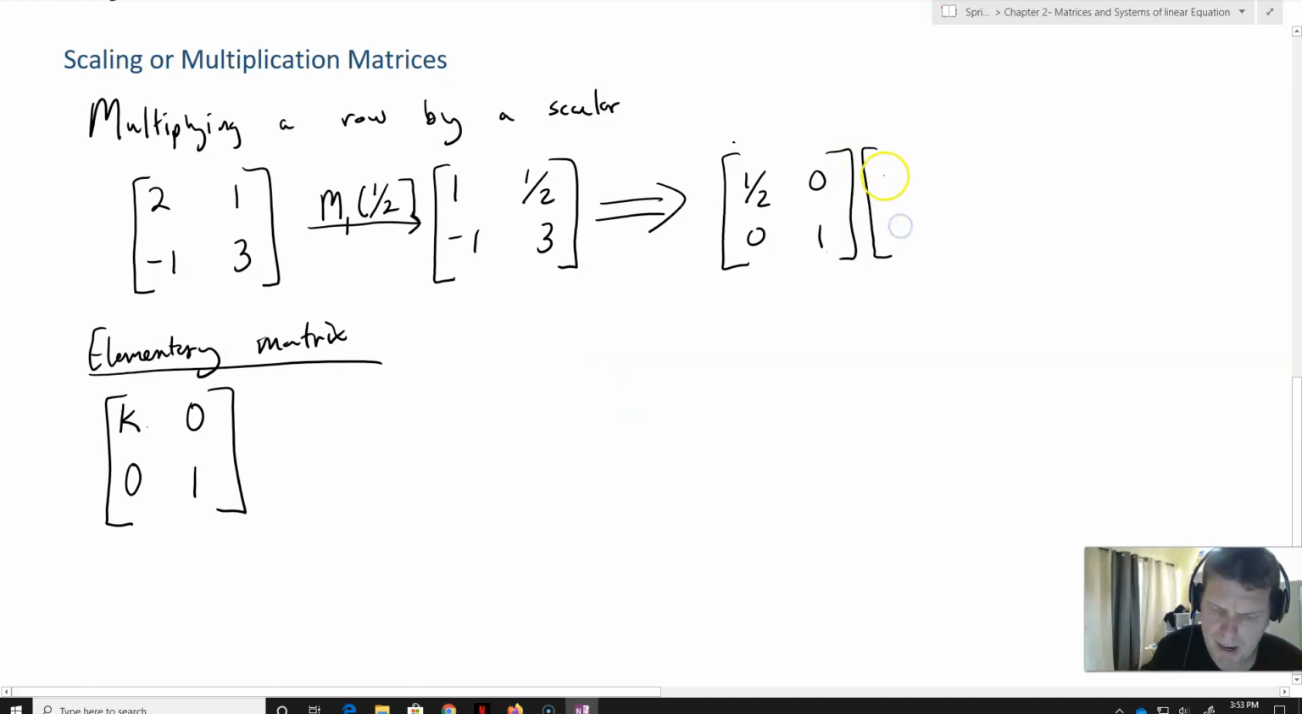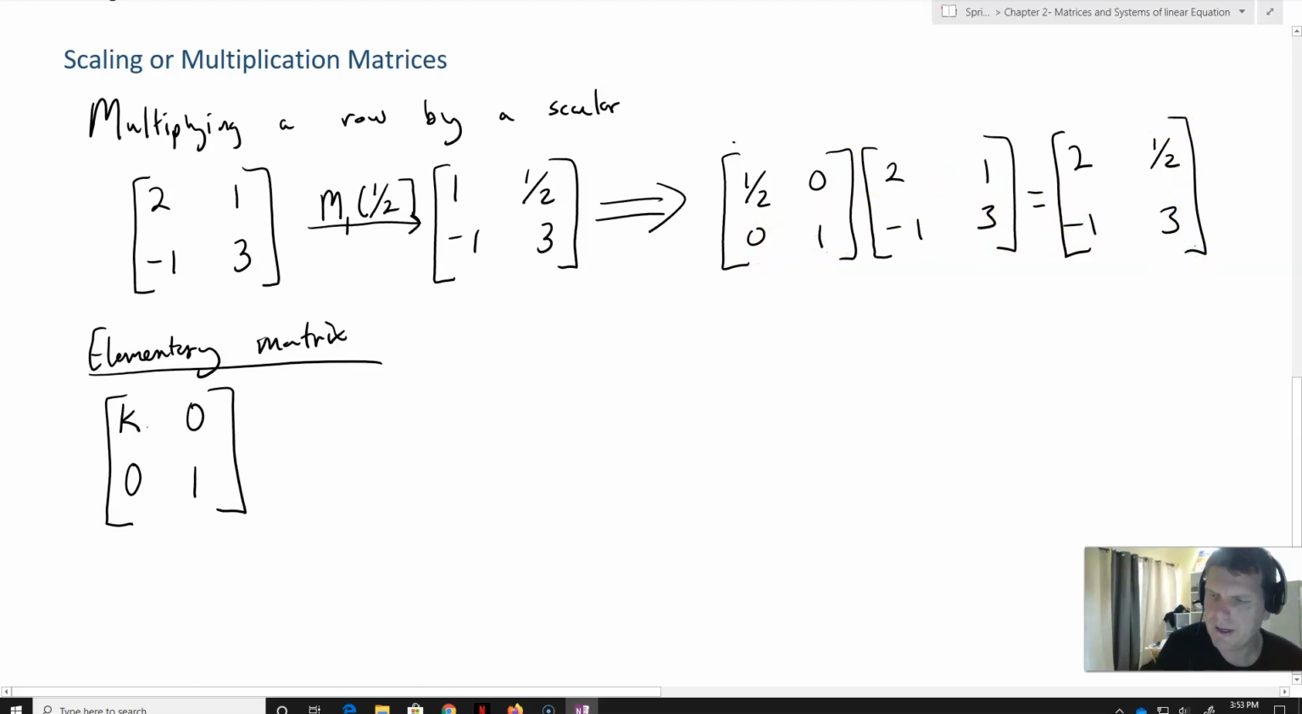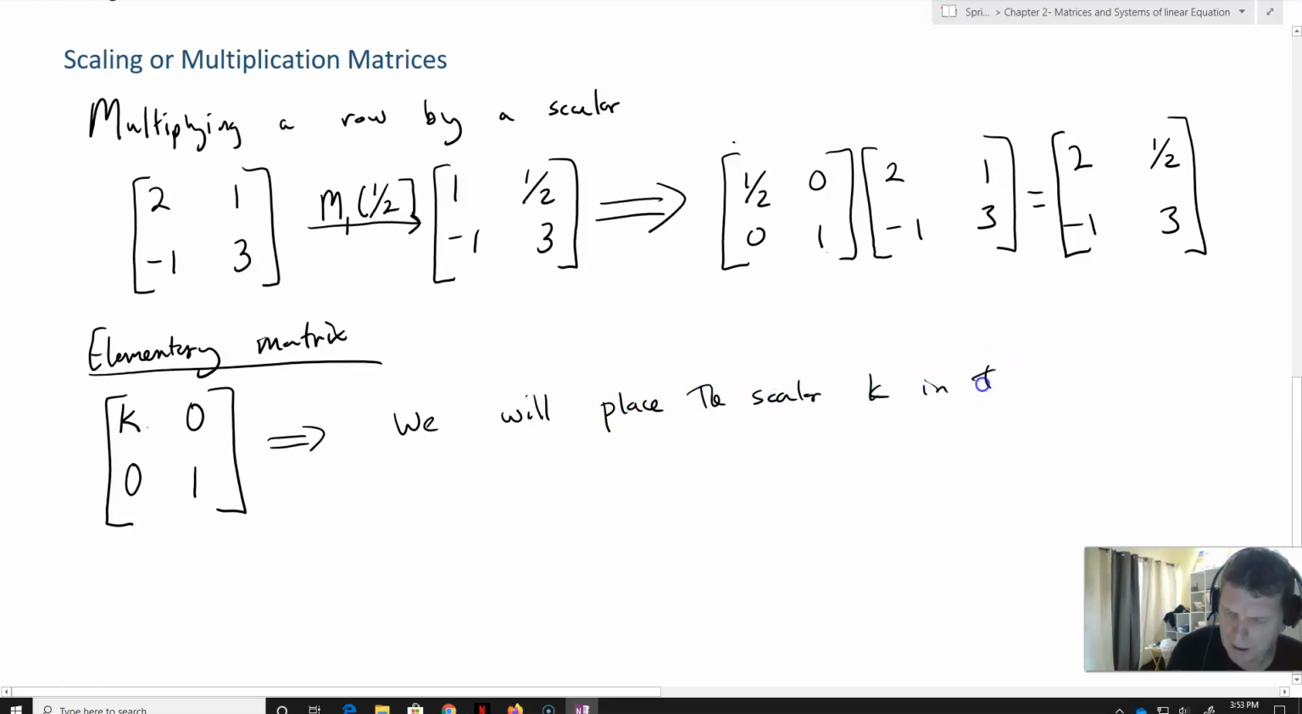So the identity matrix with a 1/2 inside of the first row. Then I'll multiply that by my original matrix, 2, 1, negative 1, 3. And you'll see that that then gives me 1, 1/2, and the bottom row remains unchanged. And there you go. So that's the idea. What we'll say is we will place the scalar k in the row that corresponds to the row we want to change.